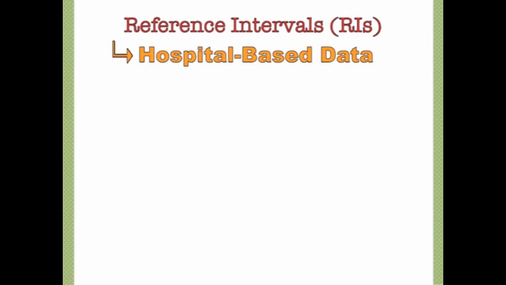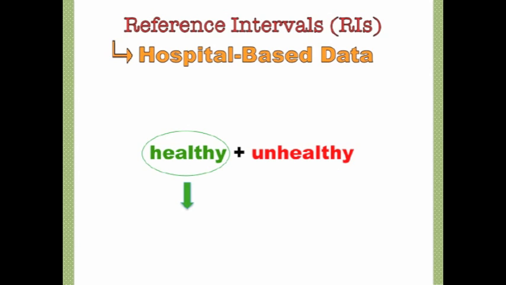Hospital data can be viewed as a composition of healthy and unhealthy results. If the healthy proportion of these results can be extracted, then those healthy results can be used to calculate the reference intervals. In past literature, extracting healthy results to compute reference intervals has been done in one of two ways.